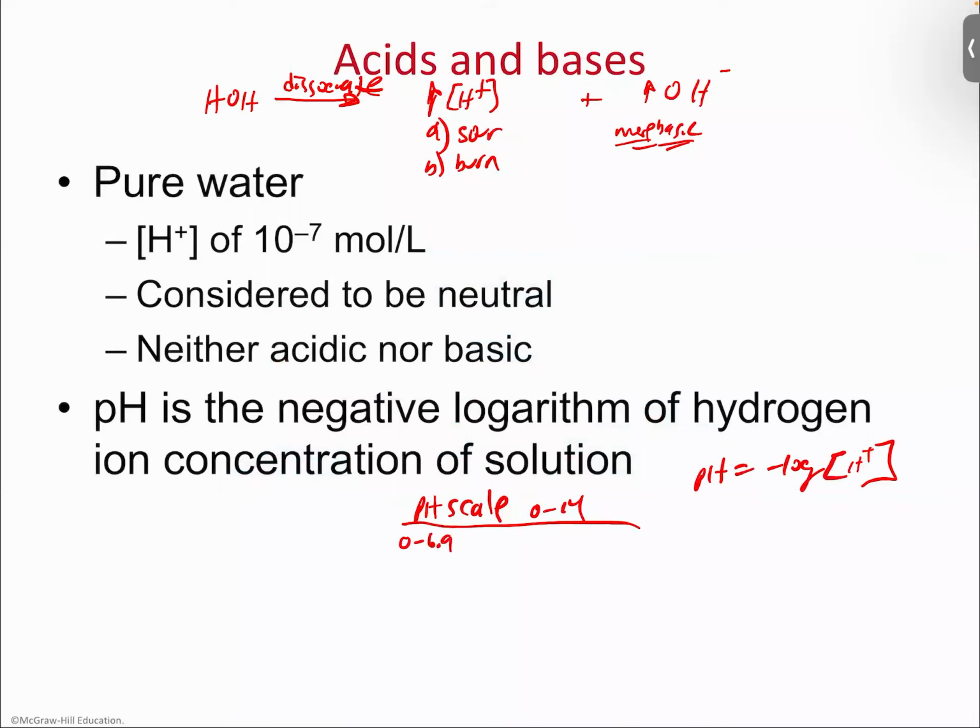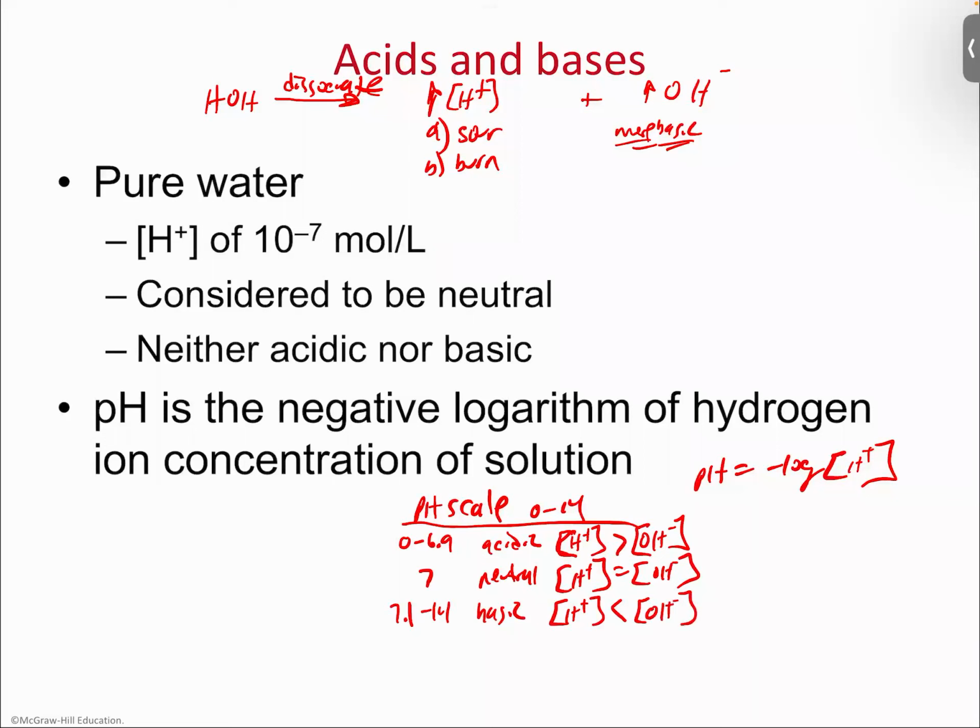From 0 to 6.9, this is going to be acidic. What this means is your hydrogen ion concentration is going to be greater than your hydroxide ion concentration. At 7, you're going to be neutral, which means your hydrogen ion concentration is equal to your hydroxide ion concentration. And from 7.1 to 14, you're basic, which means your hydrogen ion concentration is going to be less than your hydroxide ion concentration. Okay, so that's how you define an acid or a base, at least by pH.